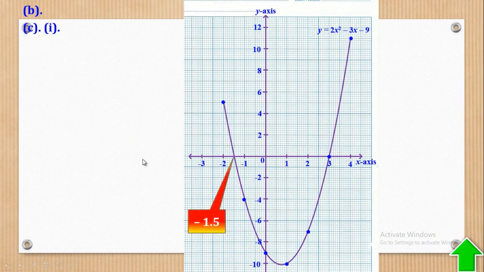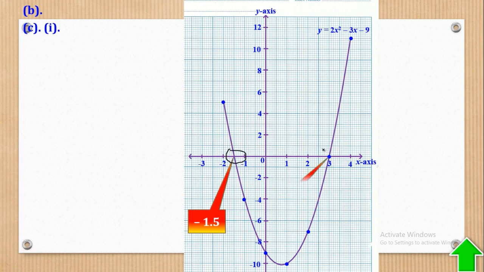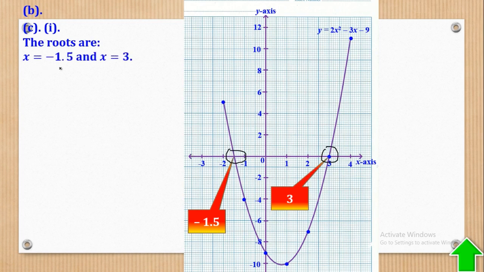So for Roman part A, we shall look for the x-intercept. So the curve cuts the x-axis at this point, and we read off that value, which is negative 1.5, and also at this point, then read off that value, which is 3. Now that we have got those values, we shall come here and say that the roots are x equal to negative 1.5 and x equal to 3. So that was Roman 1.